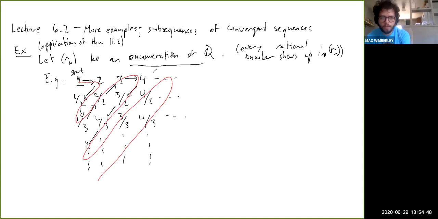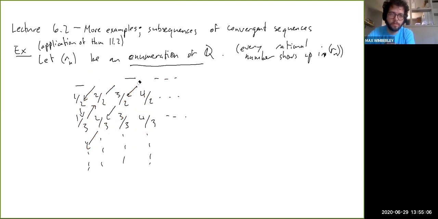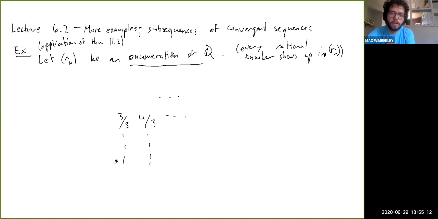You traverse the grid of rational numbers here by going along each diagonal in turn, right? And so that's how you can get every rational number as listed off in a sequence, okay? So I'm going to erase this picture. Now, basically anything related to these enumerations of rational numbers often has some interesting properties.